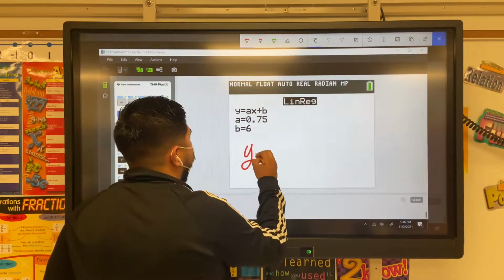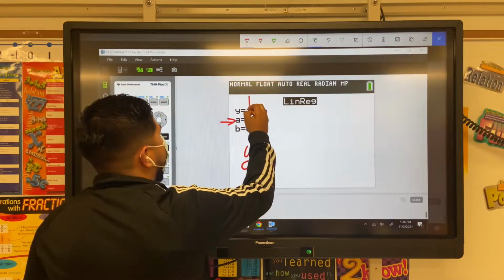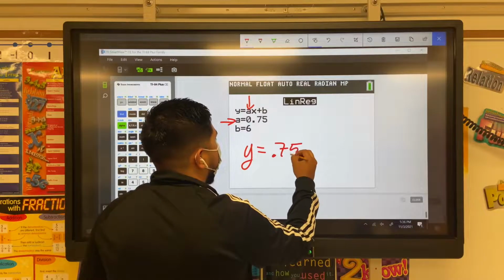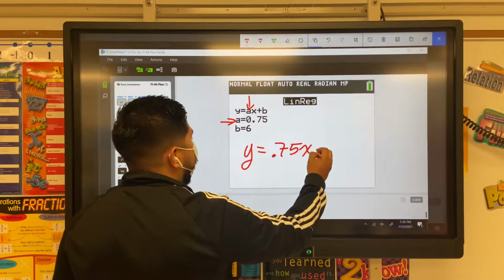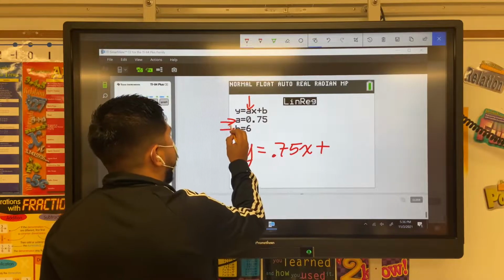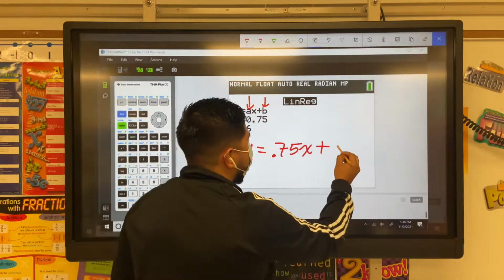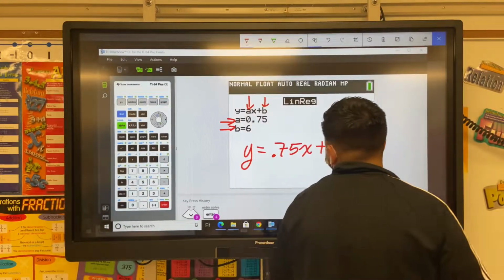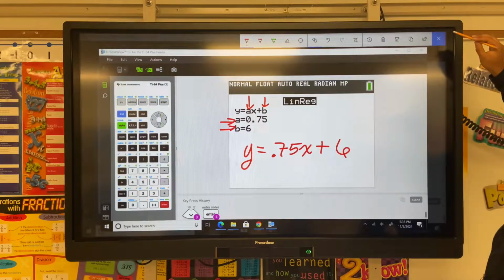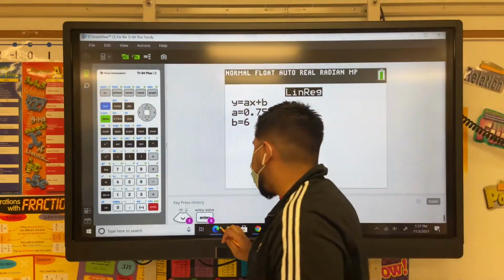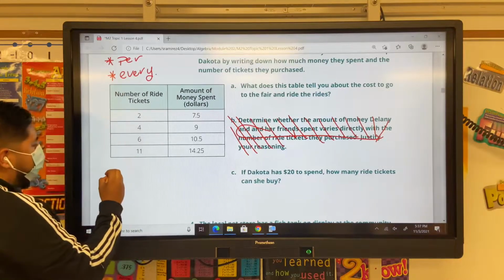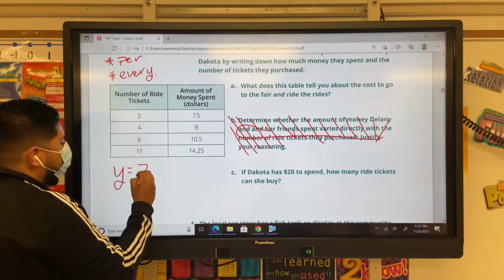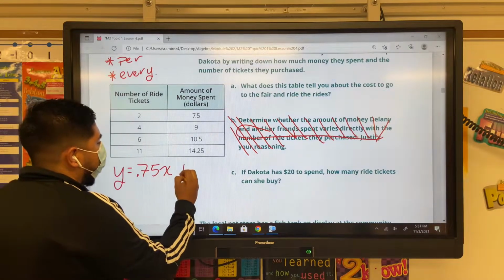You should know it's y equals, instead of a, you put 0.75, x plus b, which is 6. There's my equation. Now we get to talk about details. Pause it if you need to. I'll write the equation right here. Y equals 0.75x plus 6.